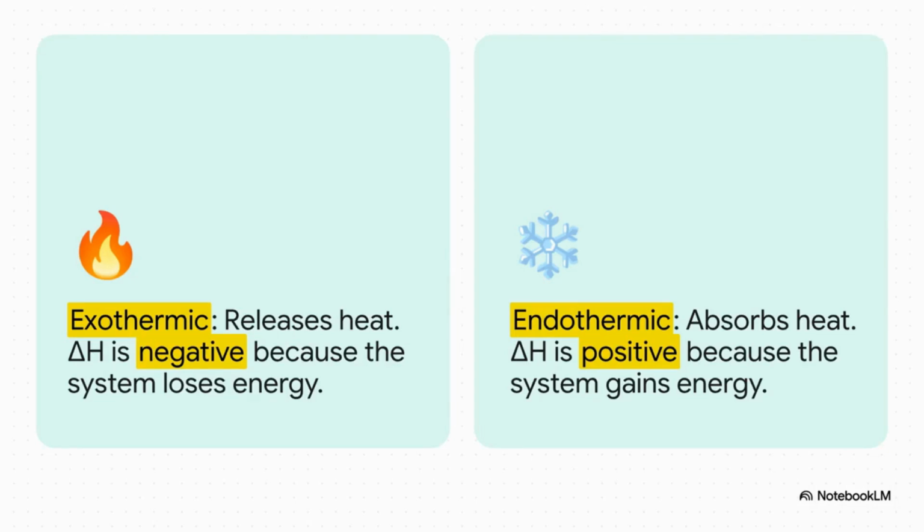And when you do that math, you're only going to get one of two results. If your final number is negative, it means the system lost heat and gave it away to the surroundings. We call that an exothermic reaction. But if the number is positive, it means the system had to pull in or absorb heat from the surroundings, and that's what we call an endothermic reaction.